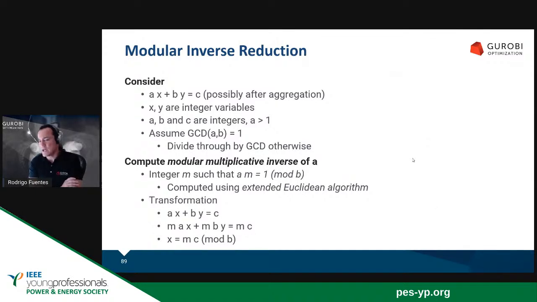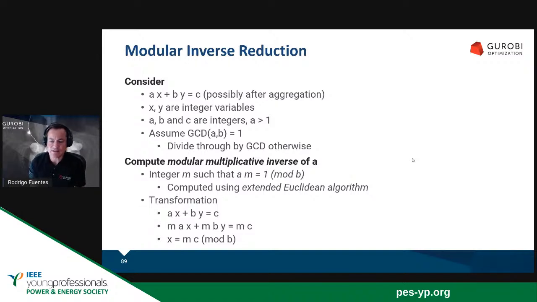So if we have a constraint of the form ax plus by equal to c, where both x and y are integer variables, and the a, b, and c coefficients are all integers in a way that the greatest common divisor between a and b is 1, then we divide, I mean, if that's not the case, then we divide by the greatest common divisor to achieve that condition. But once we achieve that condition, we compute, using an algorithm known as the Euclidean algorithm, the modular multiplicative inverse of a, such that a times m is equal to 1 modulo b, where b is the second coefficient we have for the y variable.